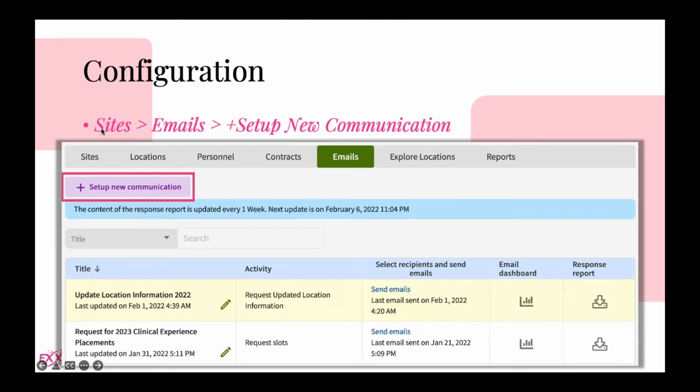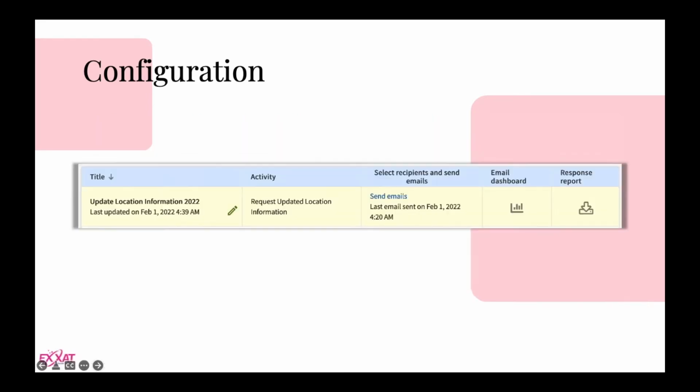So you're going to go to Sites when you're in exat. Along the Sites top menu, you see this thing that says Emails. You're going to select that Emails tab, and it'll take you to your email page. If you haven't ever sent anything from here before, it'll be blank. Otherwise, you're going to click Set Up New Communication, and that will bring you to the point where you can add a new communication, which is going to be your update location information email. This one is already created, so if you're going to go with one that already existed, you could use the pencil to do that.